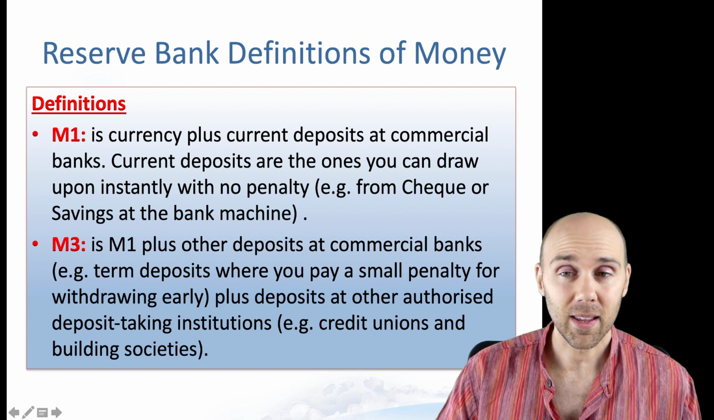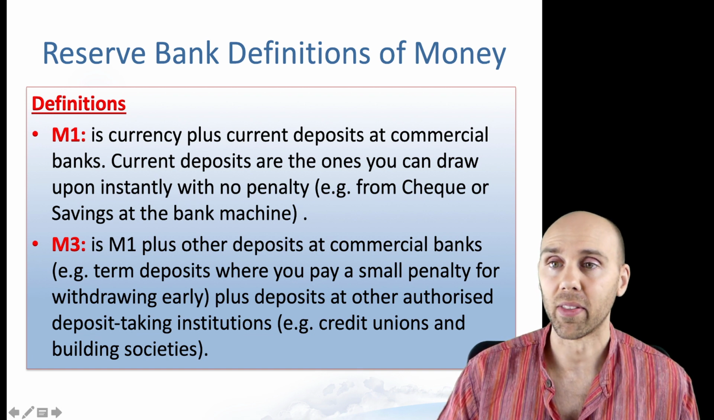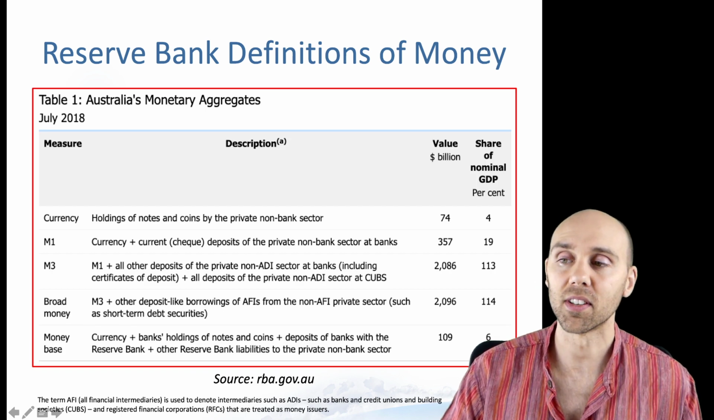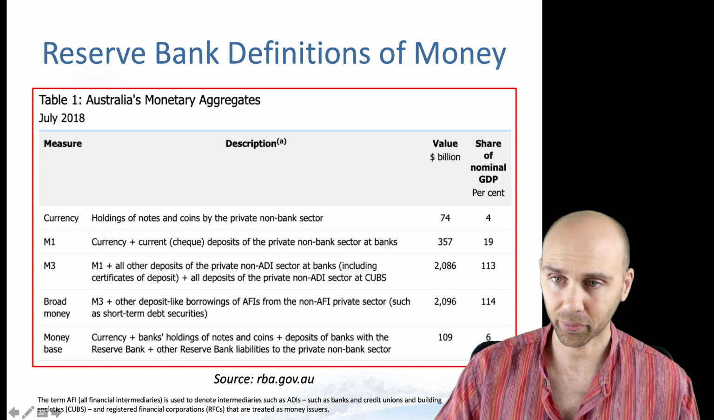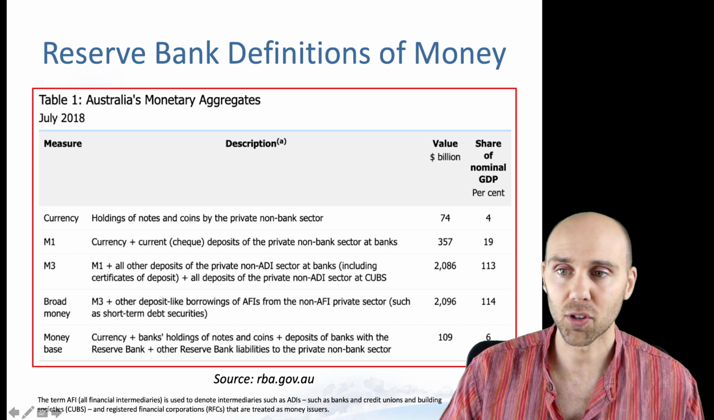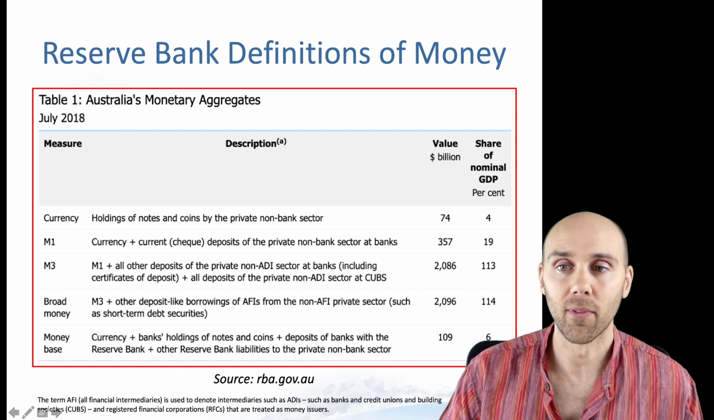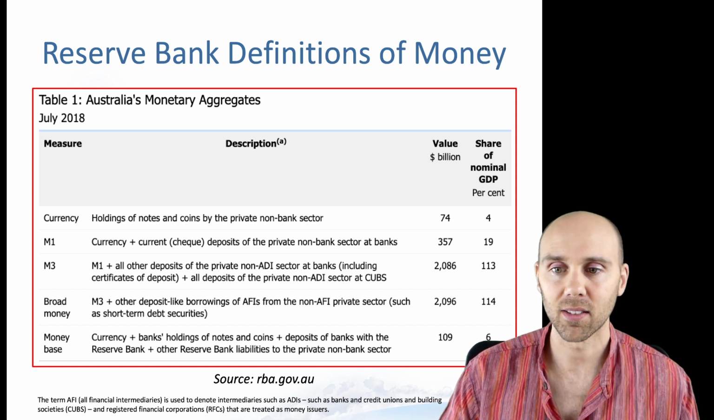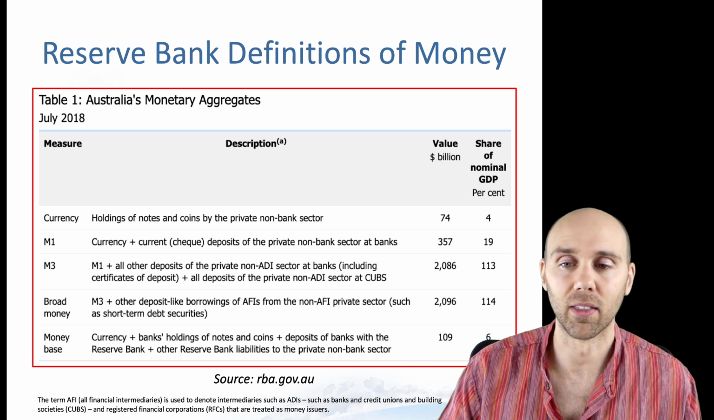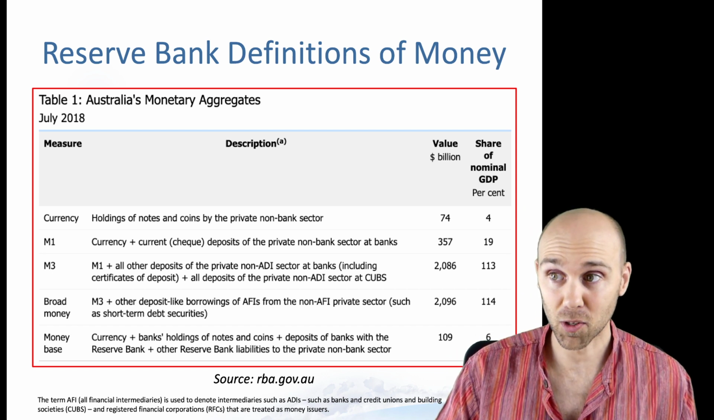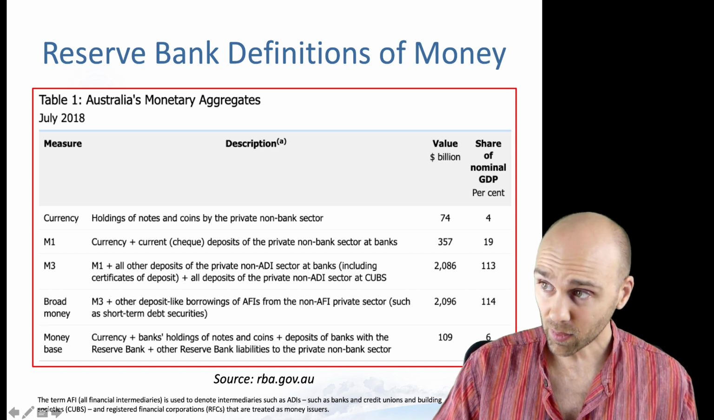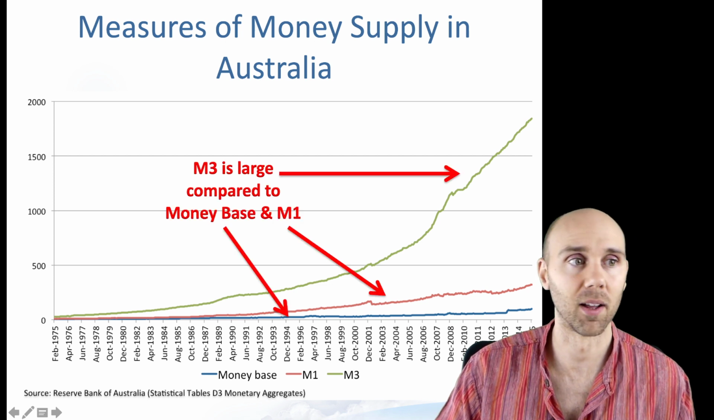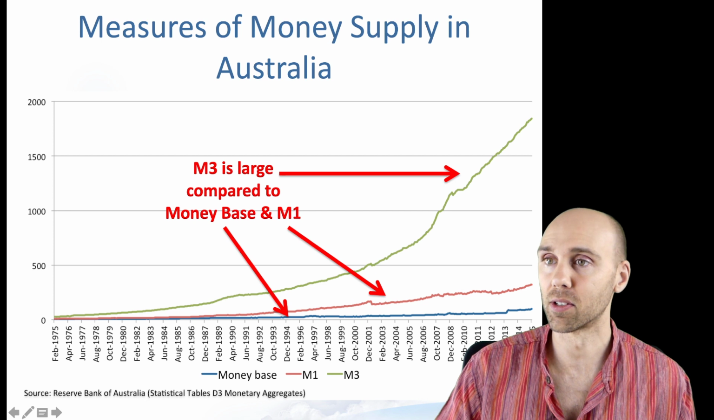Now the M3 definition is much larger than the M1 definition. The RBA has a lot more information about the definitions in case you're interested in these things, but you can see here that adding in these extra features on top of M1, so they say all other deposits of the private non-ADI sector at banks. I've got some extra information in the footnote there about that. This leads to a much bigger value or share of GDP. And across time, it's almost as if that gap has even begun to widen. So you can see that M3 is much larger than the other two.